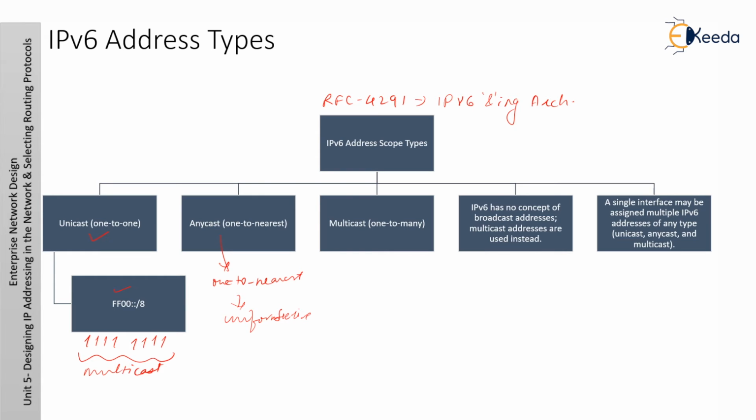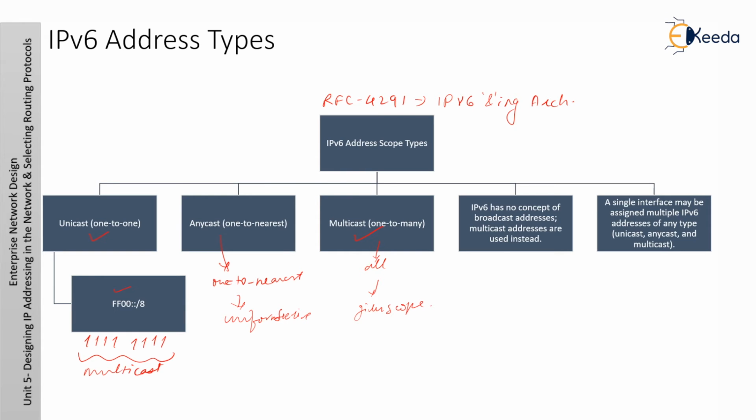Next, we come to multicast, that is one to many. It is similar to IP version 4 multicast. An IP version 6 multicast address identifies a set of interfaces in a given scope, typically on different devices. A packet sent to a multicast address is delivered to all interfaces identified by the multicast address in a given scope.